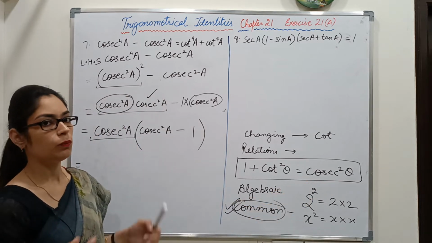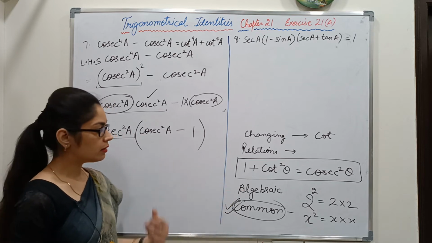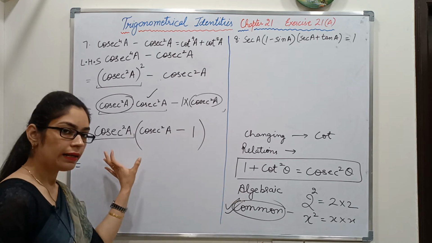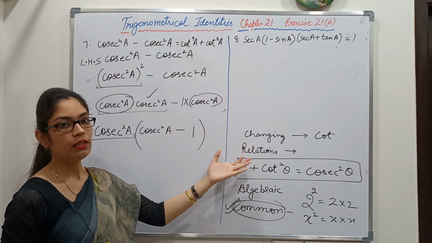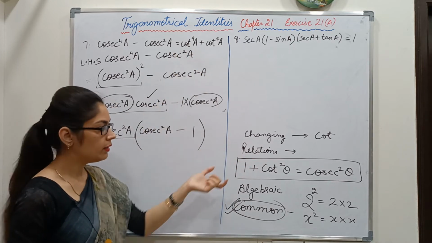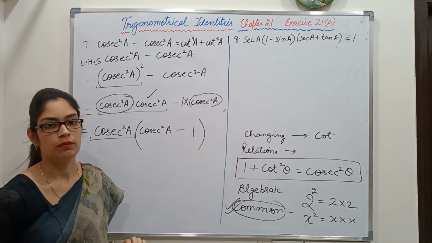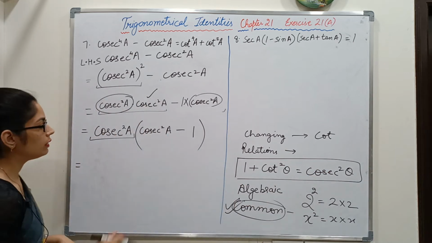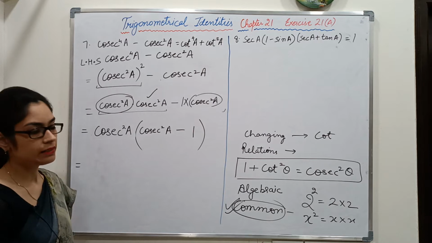Relation comes into picture. What is the relation? Because now our question started from taking out the common thing. Common I have taken, the next thing I have to change. Changing which I need. So I need cot. Now for changing I need to look at the relation. Relation is this: 1 plus cot square theta equals cosecant square theta. So wherever we are saying cosecant, let's change it to cot.